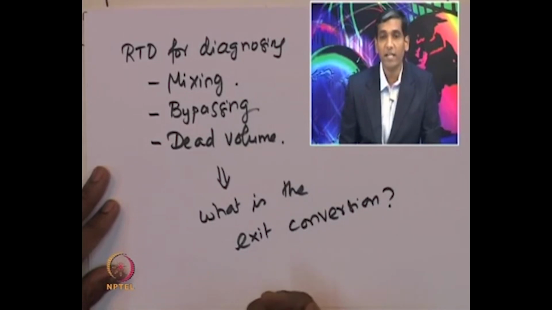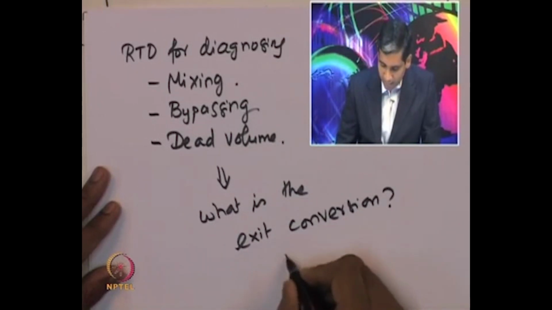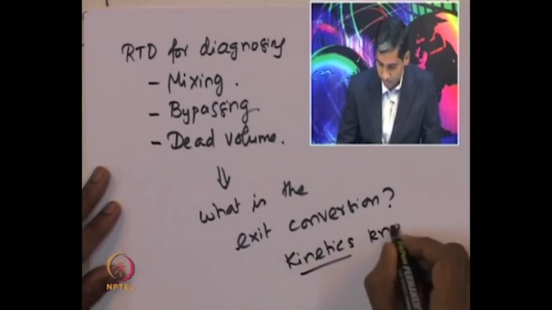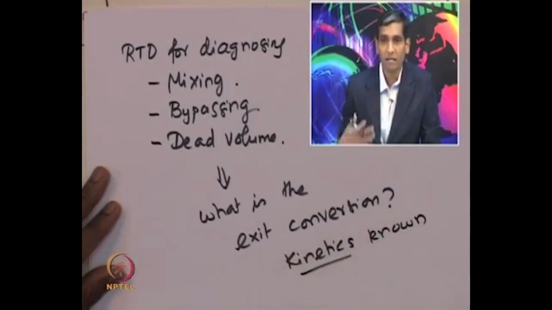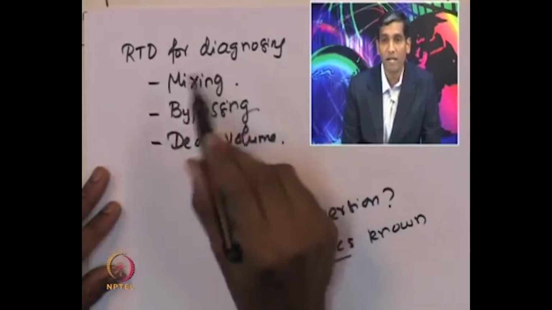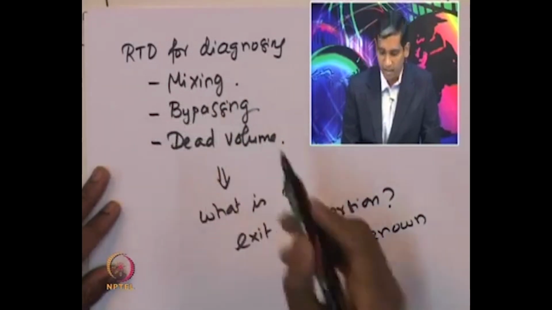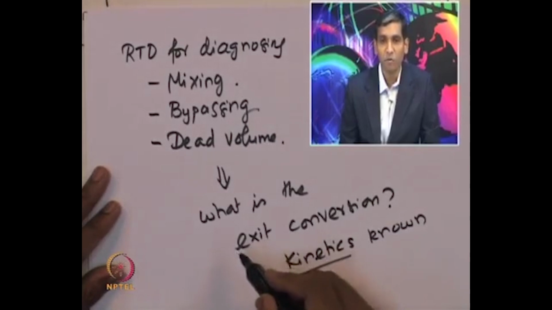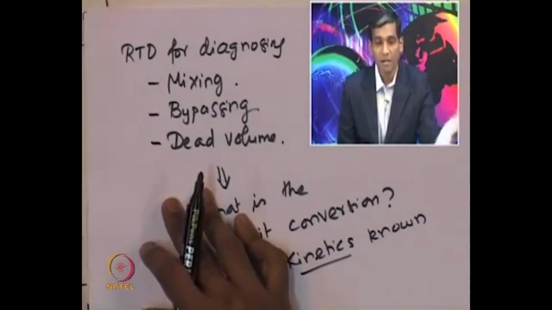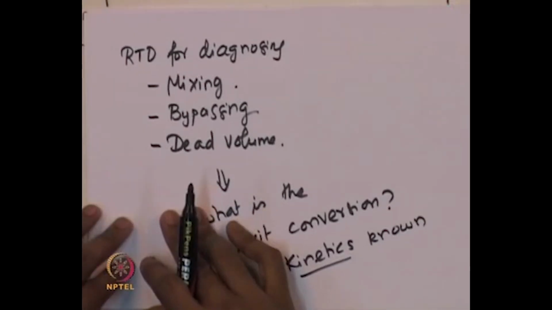So, can we use RTD to find out the exit conversion? Suppose we assume that the kinetics of a particular reaction is known, then are there methods or ways by which we can use the RTD function, which is used for diagnosing various aspects of the functioning of the reactor, and extend that to develop a method to estimate the exit conversion of a particular species? So, the next topic that we are going to look at, starting from this lecture, is predicting the conversion of a real reactor.